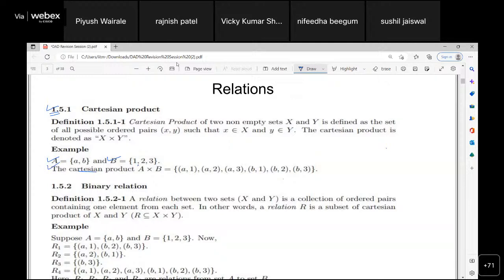Now what is a binary relation? A relation between two sets X and Y is a collection of ordered pairs containing one element from each set. Basically, a binary relation is a subset of the Cartesian product of X and Y. Here in this case, you can say A and B.